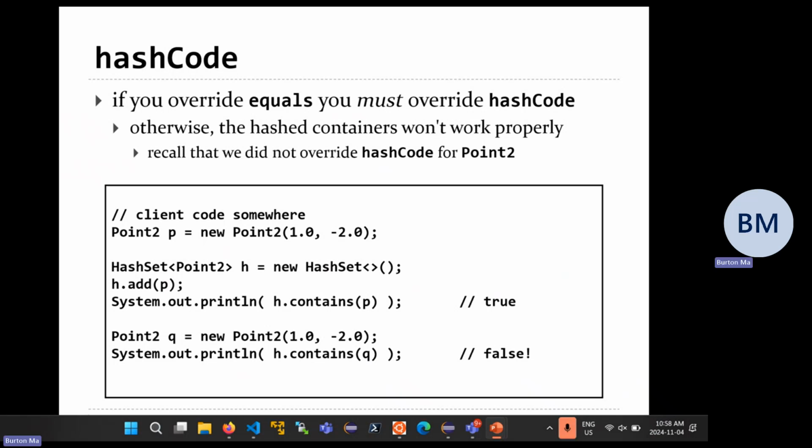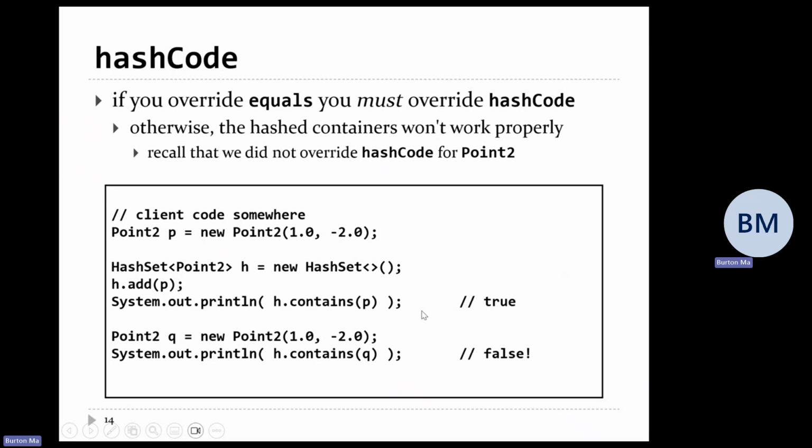I'm going to explain what hashCode is in just a second. All you need to know for this moment is that the hashed containers use this hashCode method. A set can hold a collection of objects, and no two objects in the set are equal to one another, so a set guarantees uniqueness. So this is weird: the set has a point equal to Q, but contains says it does not. Why does this happen?